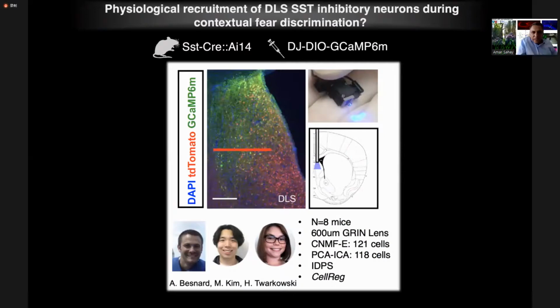And to do this, we expressed GCaMP in somatostatin cells, and using the miniaturized endoscopes and the platform available from Inscopix, we then proceeded to record calcium transients in these SST cells in awake behaving mice. These experiments were led by Antoine Bernard and a very talented Michael Kim, a college graduate who is now doing his PhD at Harvard University, and Hannah Torkowski, a postdoctoral fellow in my lab.